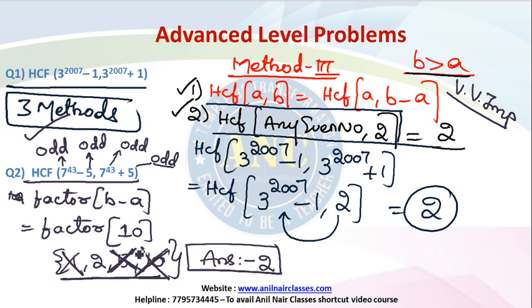If a number is not divisible by 5, how can it be divisible by 10? Again I am explaining.